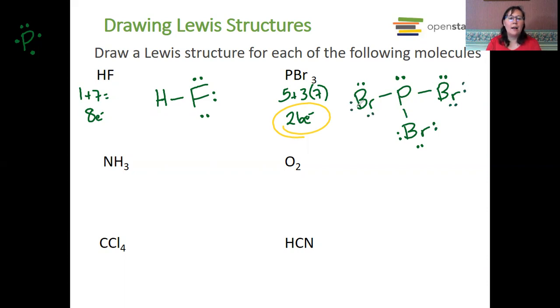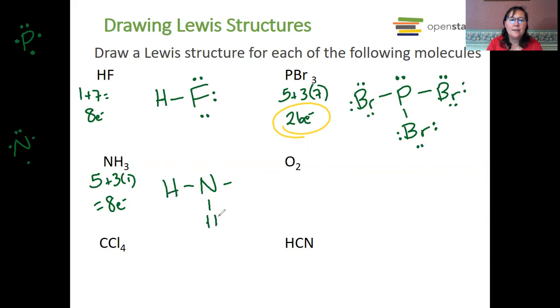Now we have NH3, and I'm going to remember also that the primary Lewis structure for nitrogen looks like this. That's going to help me with the idea. First, I must start with 5 plus 3 times 1. It gives me 8 electrons for ammonia. And so I have 2, 4, 6, 8, and I'm done.